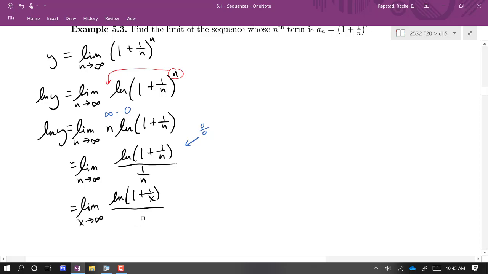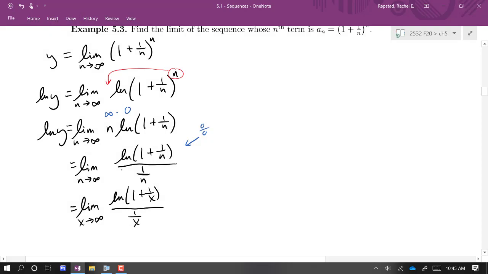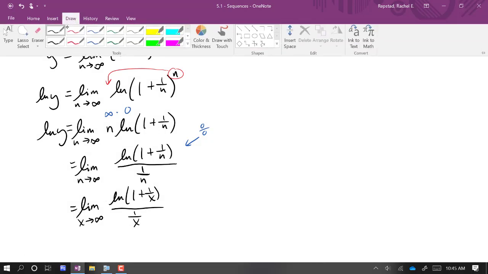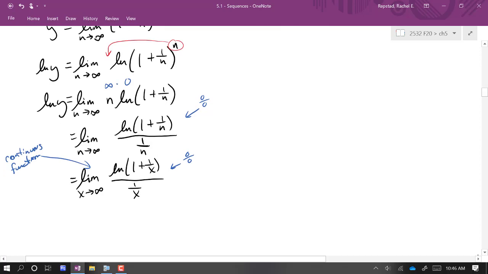Where these are continuous functions. I'm not saying that the sequence of discrete values is the same as the continuous function, but I am saying that their limits are equal. What's important about this is that now, since it's in the 0 over 0 form, and these are continuous functions, I can apply L'Hopital's rule.